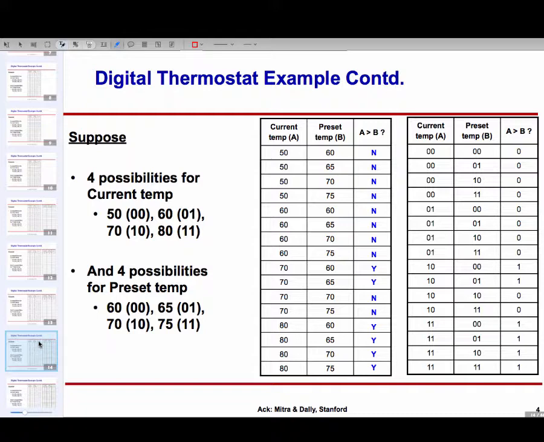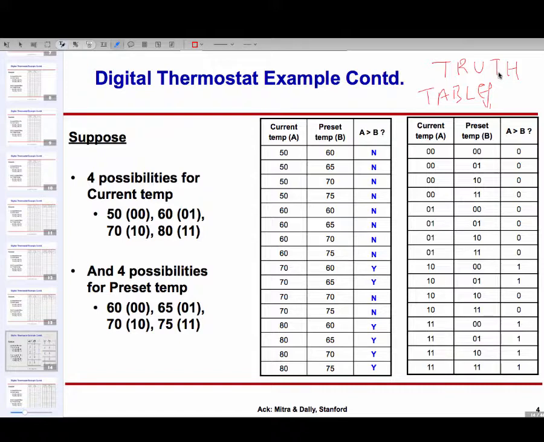So the structure where we explicitly list what values the inputs are taking, and what value the output is taking, is something which is called the truth table. We'll see that later also, but this is what is called the truth table. So this is just an exhaustive listing of every possible scenario.